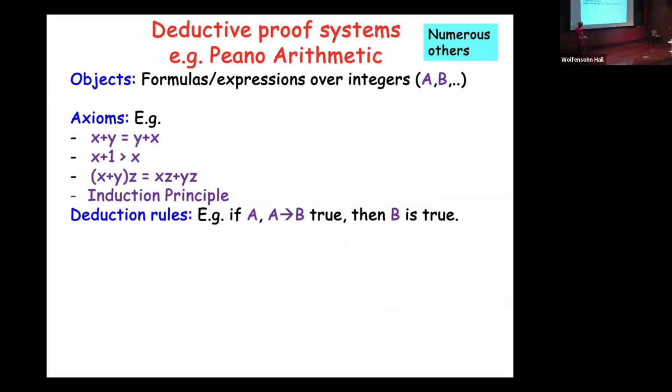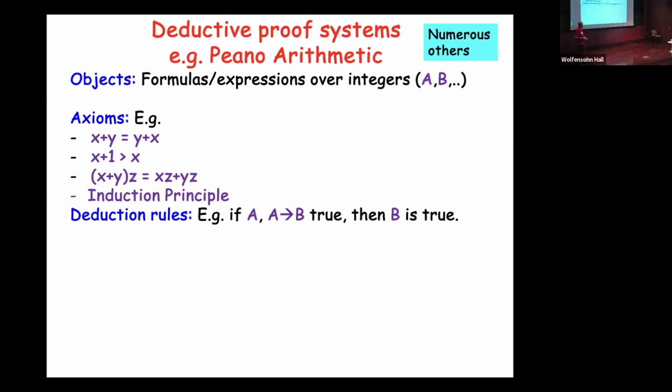It's Peano arithmetic or similar. We have, I don't know, hundreds of them in logic and math. It's a proof system that manipulates objects, in this case, formulas over the integers. Let's call the formulas A, B, and so on. It has a set of axioms, which are self-evident, like commutativity and basic things, induction, and so on. I didn't list all of them.